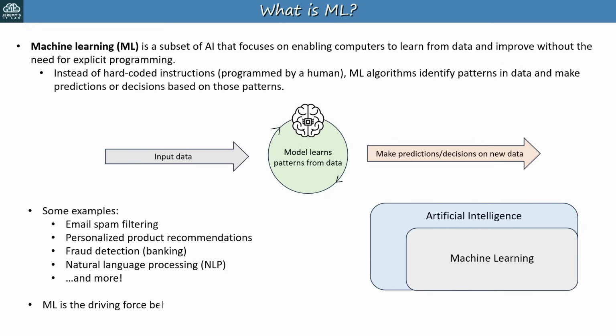Although, as I said, not all AI uses machine learning, it is the driving force behind many modern AI applications. AI as sophisticated as ChatGPT, for example, wouldn't be possible without machine learning. Now that we know the basics of machine learning, let's look at the four main types.